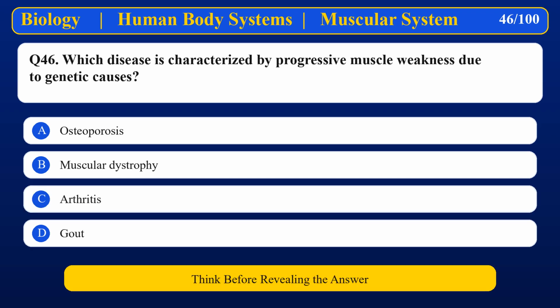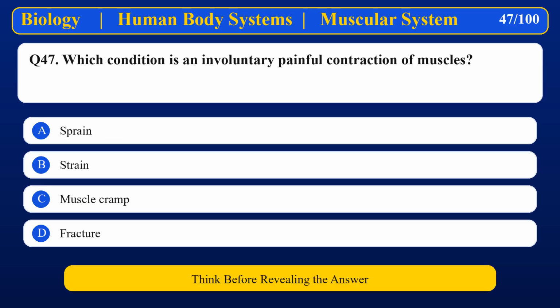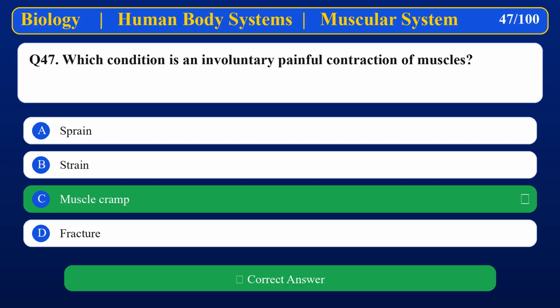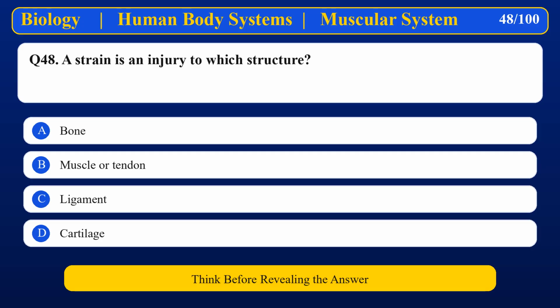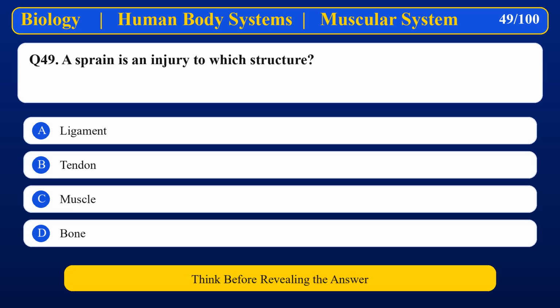Vitamin D. Which disease is characterized by progressive muscle weakness due to genetic causes? Muscular dystrophy. Which condition is an involuntary painful contraction of muscles? Muscle cramp. A strain is an injury to which structure? Muscle or tendon. A sprain is an injury to which structure?